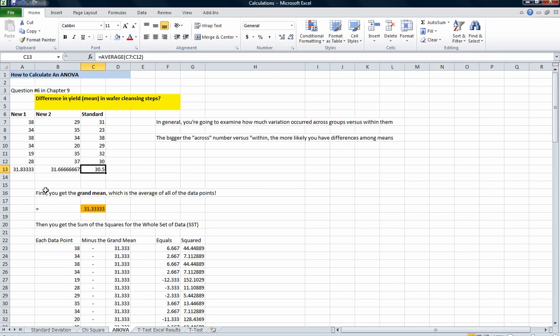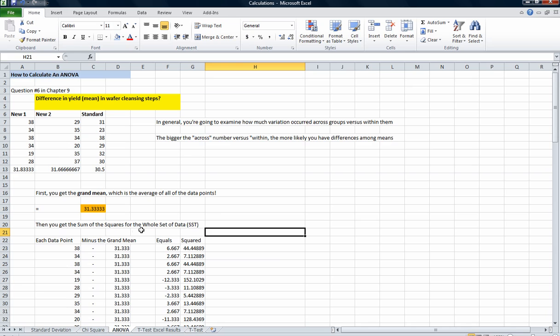So first, in terms of doing an ANOVA, you would get the grand mean, which is an average of all the data points. So here, if I plug that in and then look up at my calculation, I took the average of A7 all the way through C12. So go from here down to here, and that gives me the average of all of them, which is 31.333.